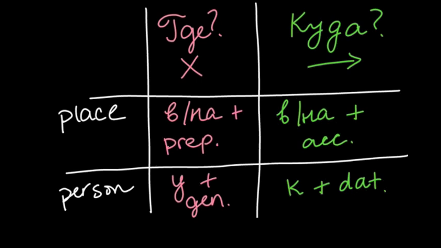When we're talking about a person, when you're at a person's place, you use u plus genitive of their name, and you usually don't even have to say their house, for example. We just assume it's their house. And if you're talking about going to a person's place, you use k plus the dative.